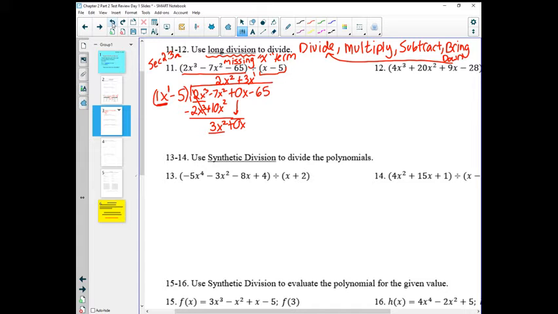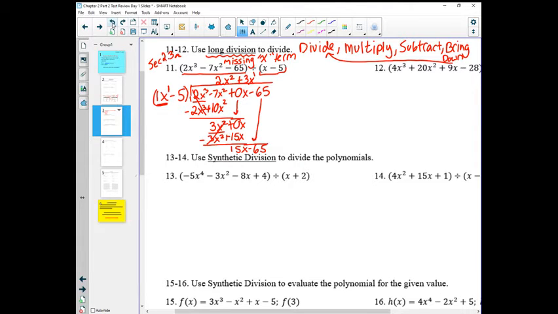Now we're going to multiply. 3x times 1x is 3x squared. So I added those exponents. 1 and 1 makes 2. 3x times negative 5 is negative 15x. Subtract by flipping both of those signs. 3x squared minus 3x squared is 0. 0x plus 15x is 15x. And bring down that minus 65.